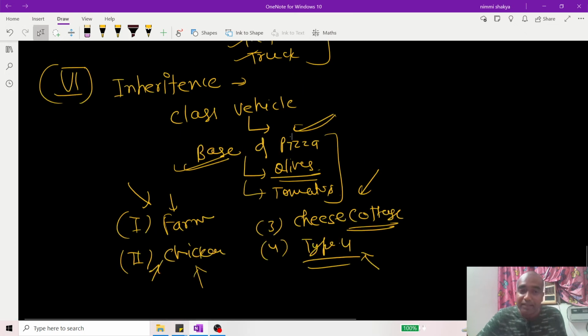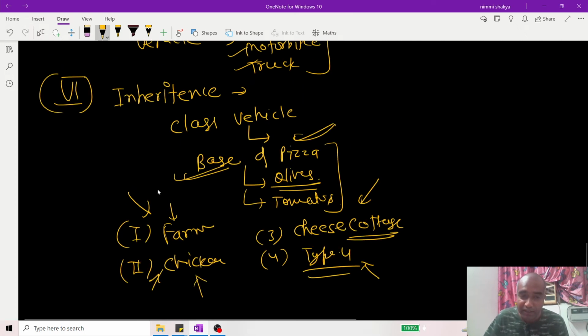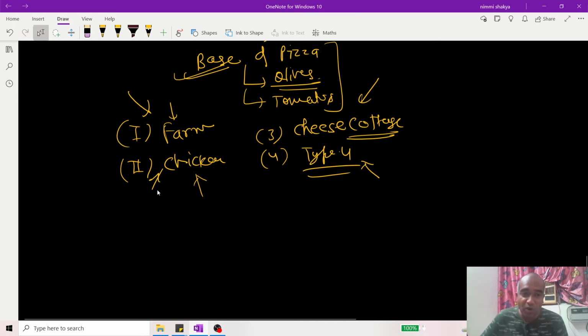So when you use some properties, or when you use a few things which are already there, and on top of that you add something specific to create a new object, then this is known as inheritance. So you are inheriting the farm pizza from the basic pizza. That basic pizza only had olives and tomatoes, and you are inheriting your farm pizza from the base of the pizza. So you are putting extra things on top of the base pizza to create a farm pizza, chicken pizza, cottage cheese pizza, and the fourth, a special pizza of your store.